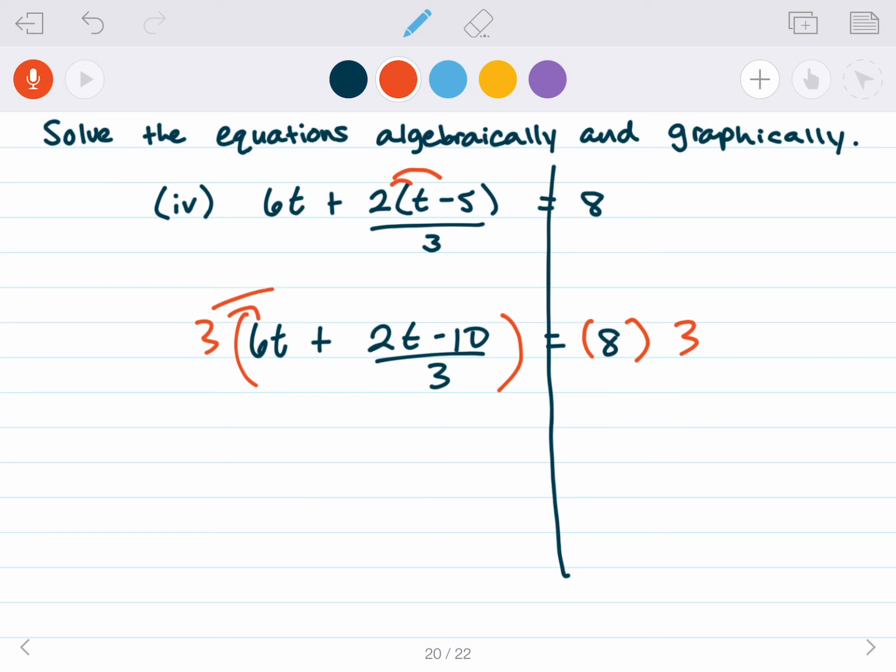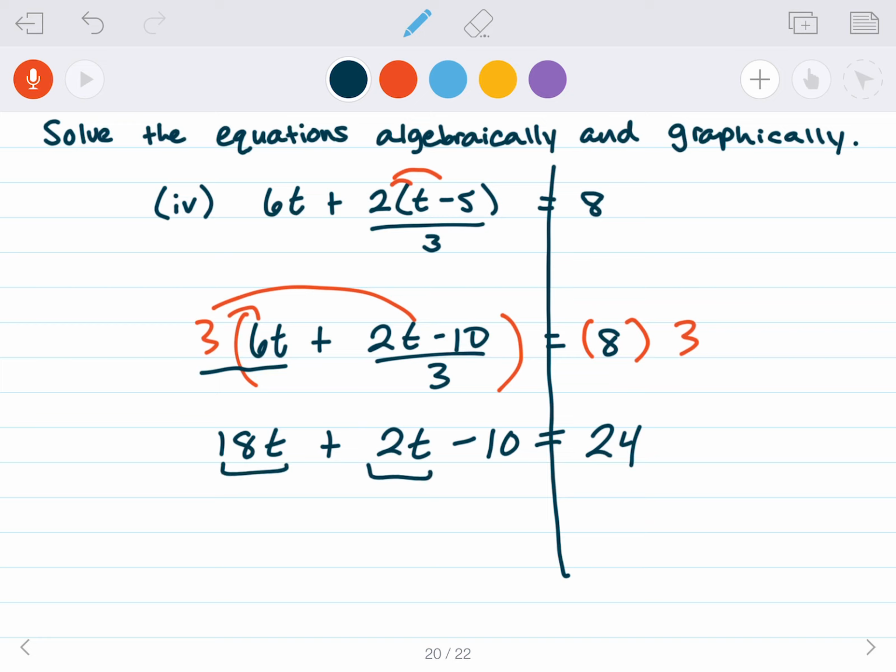I have to multiply that guy by 3 and that guy, and when I multiply 3 by this guy, the denominator is going to go away. So 3 times 6t is 18t. 3 by the second guy is again going to clear the denominator, leaving me with 2t minus 10. On the right side, 8 times 3 is 24. And so on the left, when I combine 18 and 2, I'm going to get 20t minus 10 equals 24.